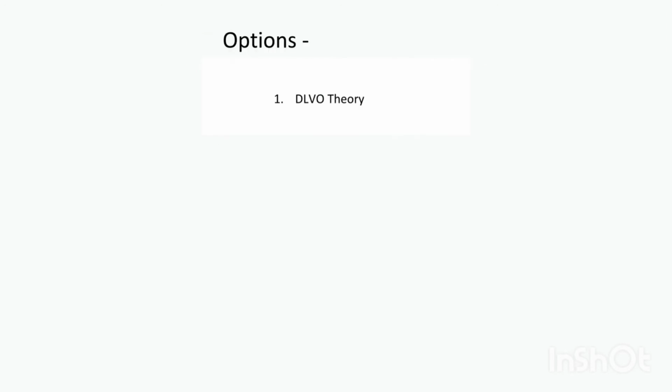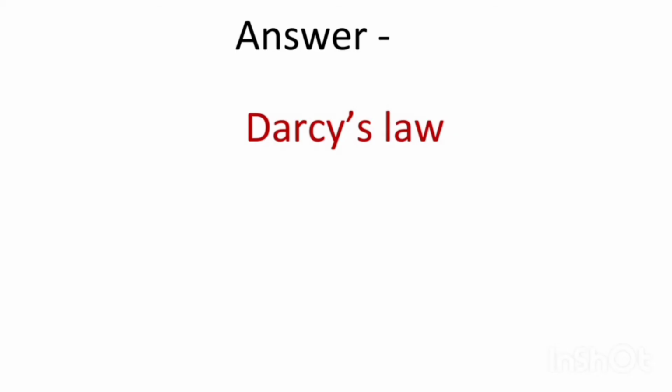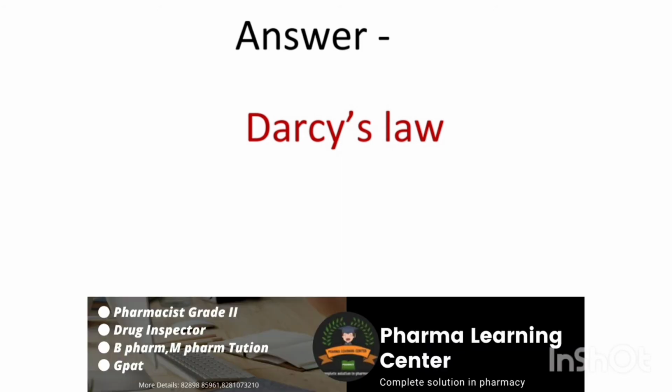Then the fourth question: the rate of filtration is expressed by option A, DLVO theory, option B, Stokes law, option C, Darcy's law, and option D, all of the above. The answer is option C, Darcy's law. It describes the flow of a fluid through a porous medium.